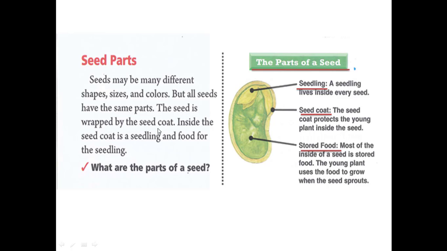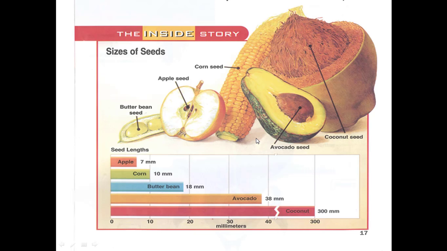The seed is wrapped by the seed coat. This one is a seed coat, okay? And inside the seed coat is a seedling. This one is a seedling. And food for the seedling. This one is a stored food. So we can find these three parts inside the seed. Seedling is a tiny plant. And seed coat, this one is a coat. And stored food, this one is a stored food.